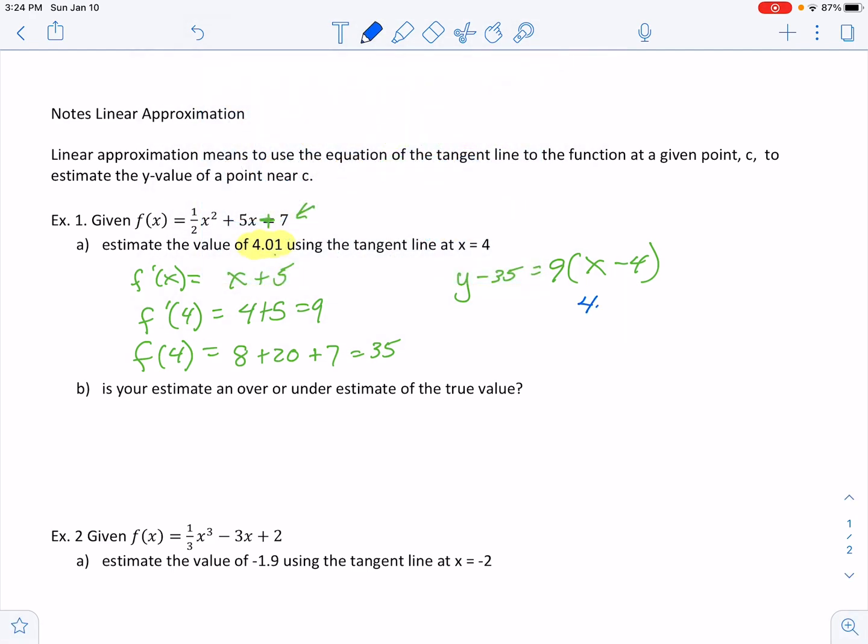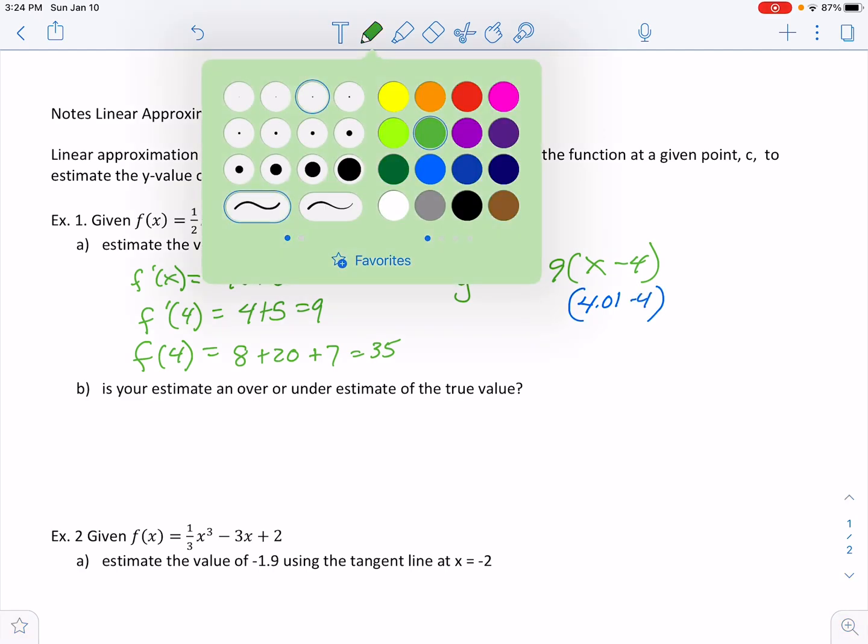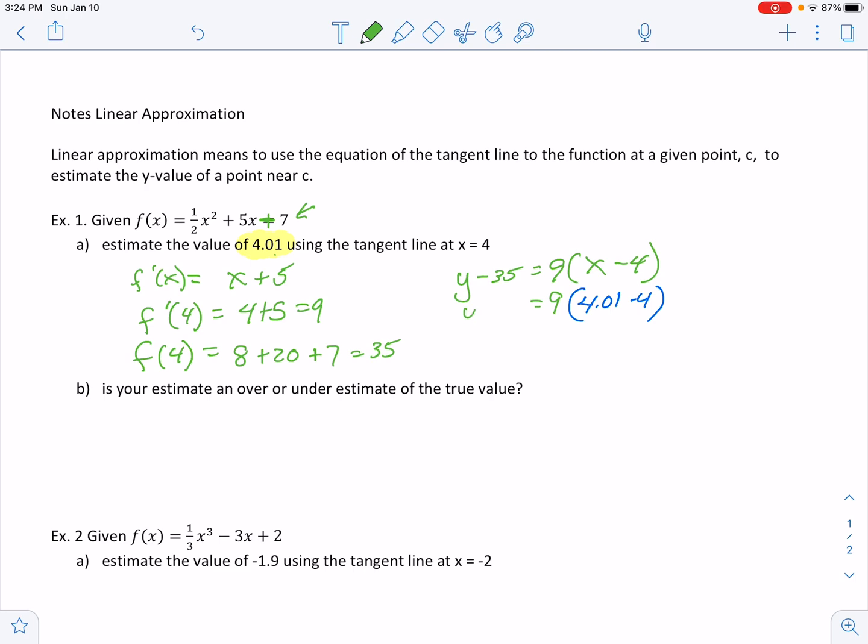So you get 4.01 minus 4. Isn't that easy? So what is that? You get 0.01 times 9, and you get 0.09. And now you add 35, so you get y equals 35.09. Easy peasy. If you distribute, it gets difficult, so don't distribute.